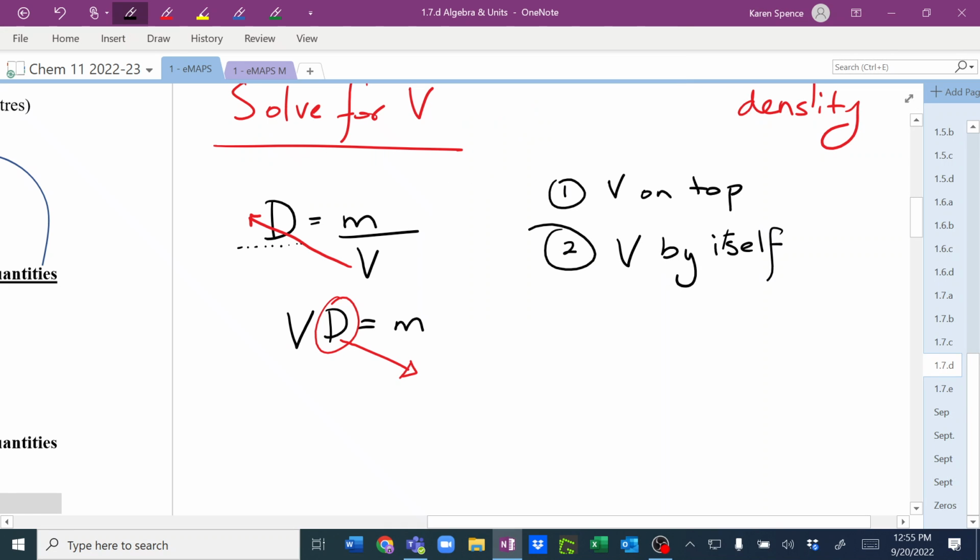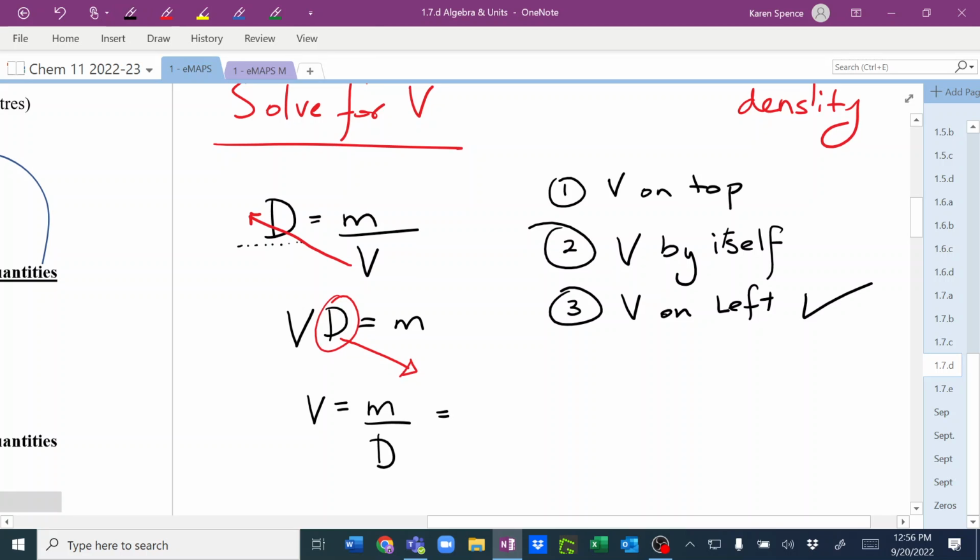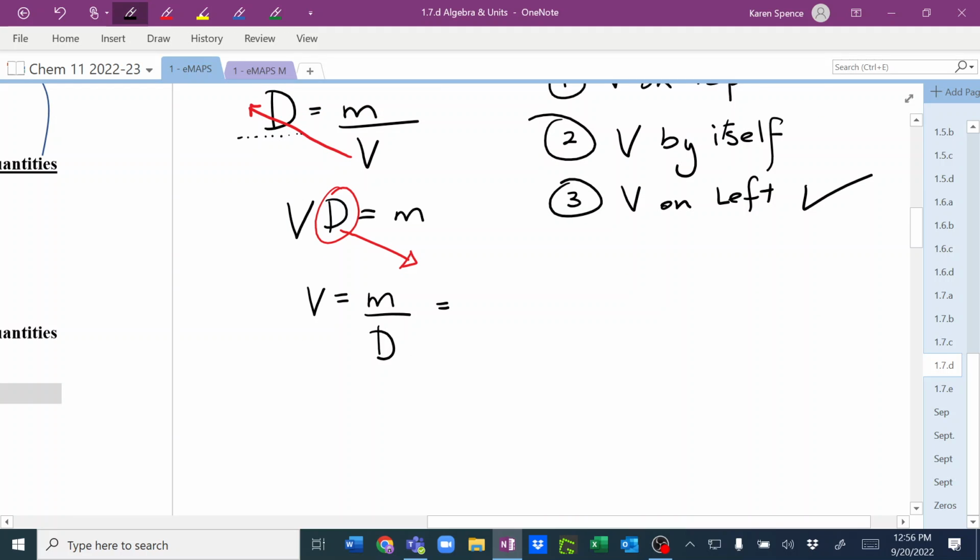So we now have V is equal to M over D, and the last thing we need to do is we need to have V on the left, but guess what? That's already there, so we're good with that one. That would allow you then to say, if you had values, you could then plug them in. You could say, oh, I know that this substance has a mass of 13 grams per 130 milliliters, and then I could do my math and get my answer of 0.10 grams per milliliter.